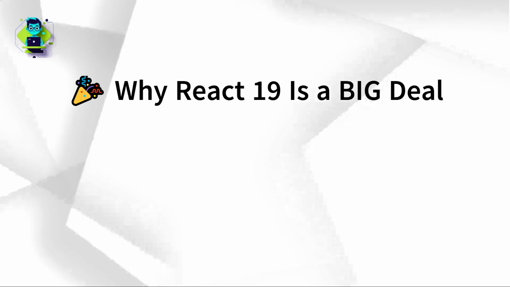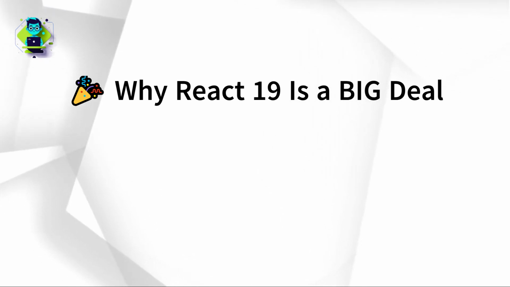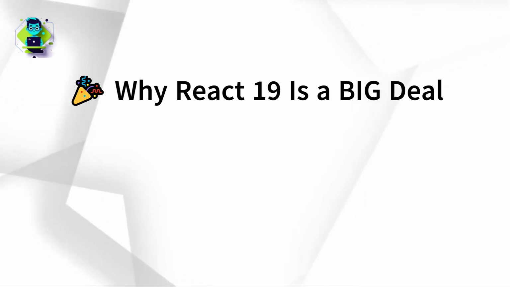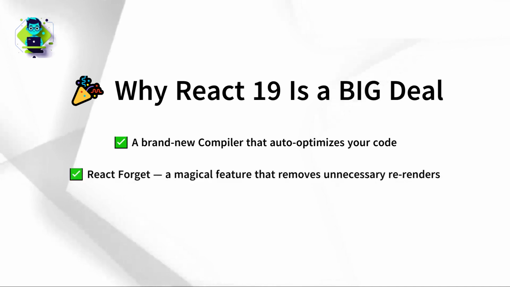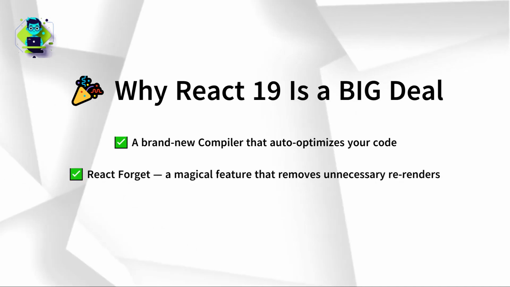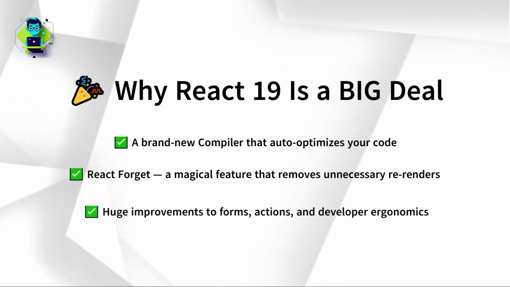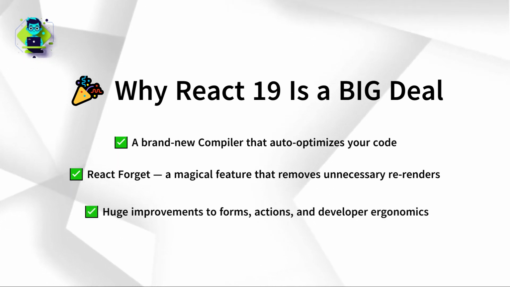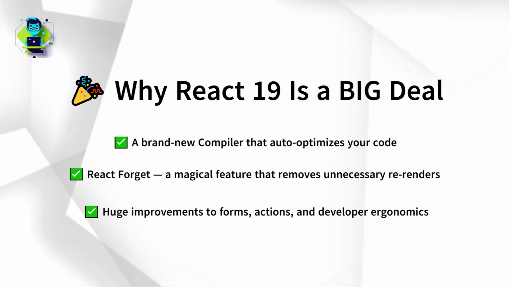But why is React 19 a big deal? React 19 isn't just a new version. It's a major leap forward. What's new in React 19? A brand new compiler that auto-optimizes your code. A magic feature called React Forget that removes unnecessary renders automatically. Massive improvements to form handling and actions. So, React 19 makes your app faster with less code and fewer bugs.